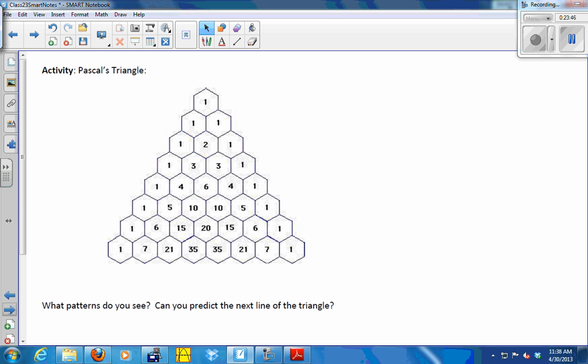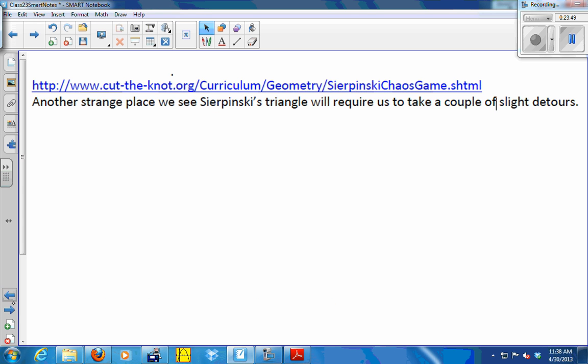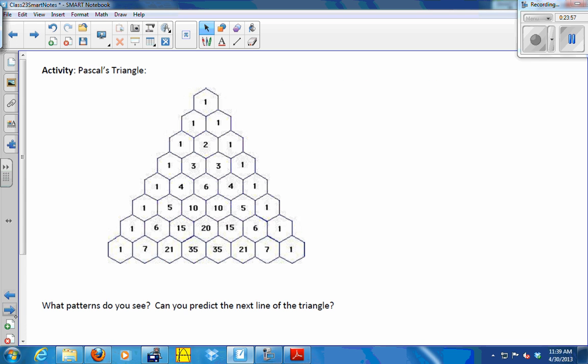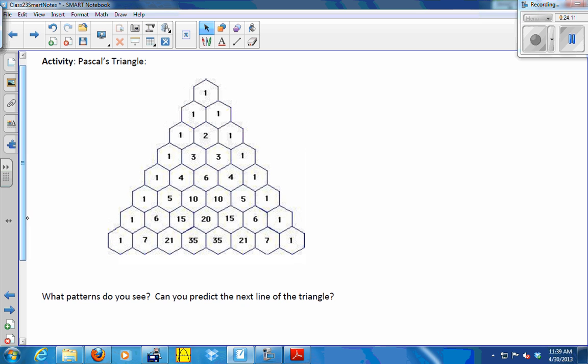Surprising place. The next place that it's going to surprise us is we're going to have to take a couple of slight detours. They're going to seem unrelated, but we'll bring it back around. So first, this is what's called Pascal's triangle. Anybody seen this before? Heard of it? It's a famous triangle that was invented or discovered, I guess, by Blaise Pascal, a French mathematician in like the 1600s. Yeah, it has a very similar pattern to Fibonacci.